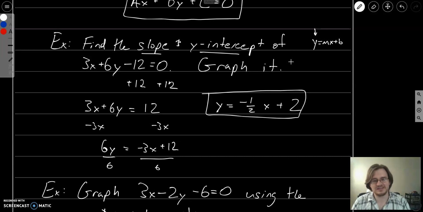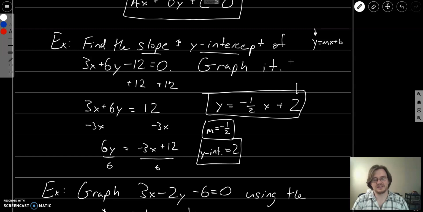And the great thing about this equation is that the slope is what's multiplying the x. So our slope is negative 1/2. Our y-intercept is the 2, just from this equation. So that's it. But also, once we have this equation, we can graph it once it's in this form, because it's pretty easy.